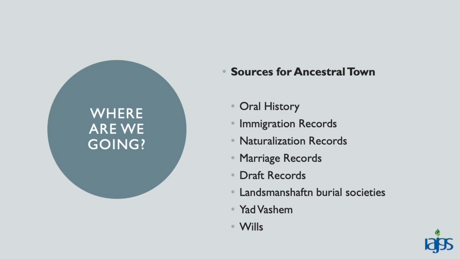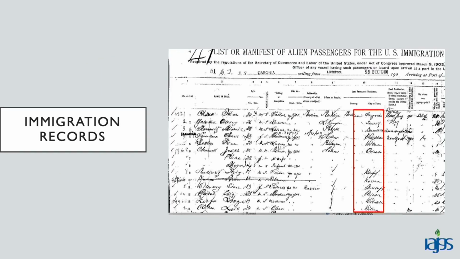They pulled it up on microfilm, and on the first page it said where he was from. Now, it wasn't the name of the town today, so we had to work with that to figure that out, but it gave us a starting point, and that was really valuable. Now, this is an immigration record. This is after 1906, after September of 1906, which is when the law went into effect. And you can see it says last permanent residence.